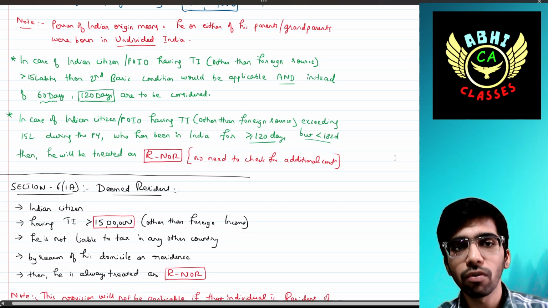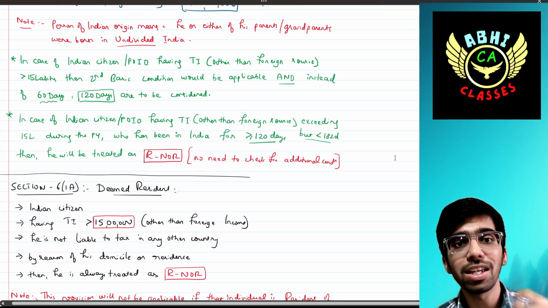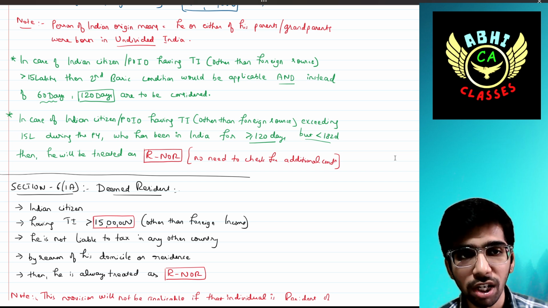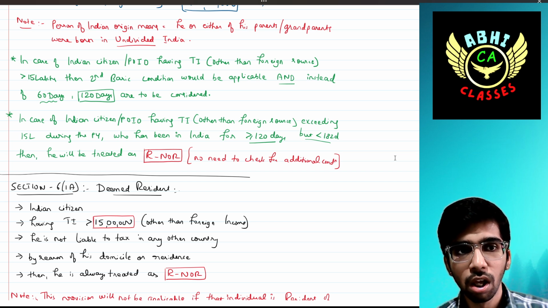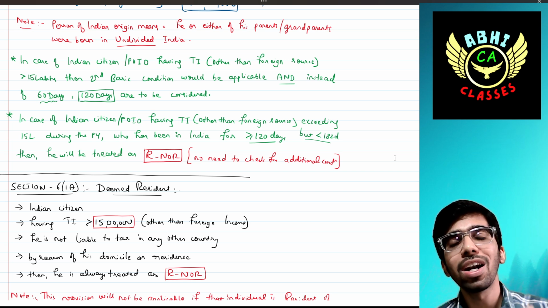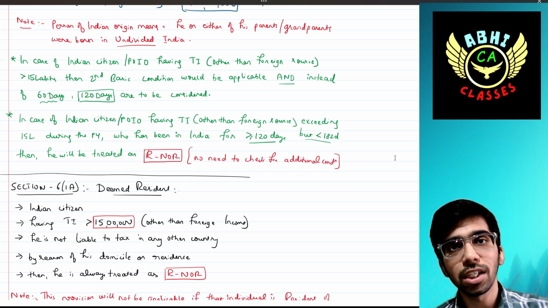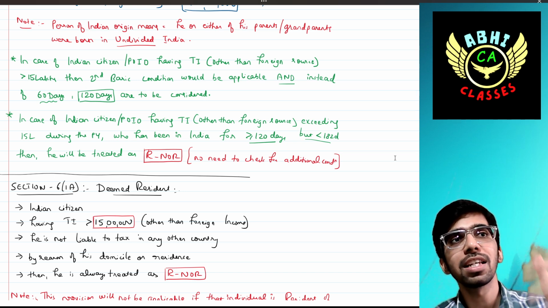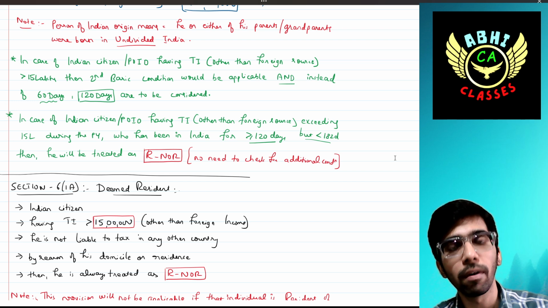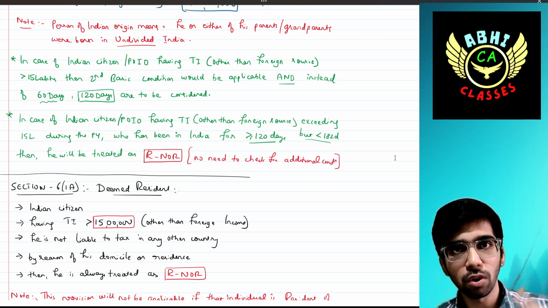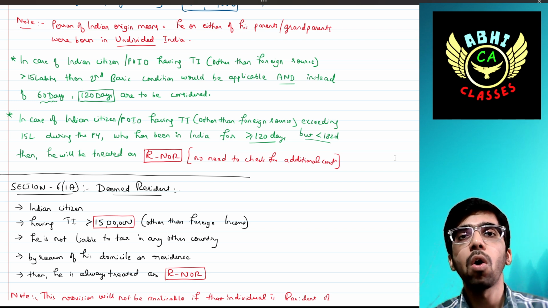Second, in the case of an Indian citizen or person of Indian origin having total income other than foreign income exceeding 15 lakh during the previous year, who has been in India for 120 days or more, but less than 182 days. That means he is not satisfying basic condition number 1. He is satisfying only the second basic condition. With 120 days or more, he will be treated as resident and not ordinarily resident.